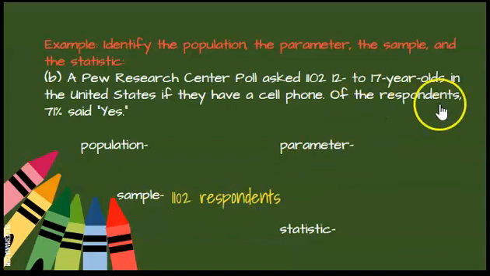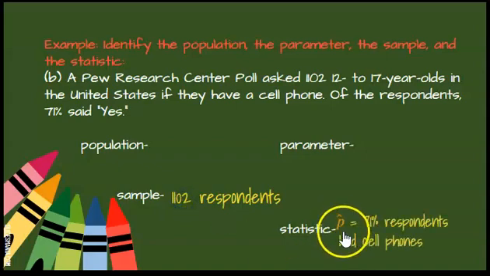And then it says, of the respondents, of those 1,102, percentage-wise, what percent said yes? Well, this percent came from this subset or sample of our population. So we use the symbol P hat. And it's 71% of the respondents had cell phones.